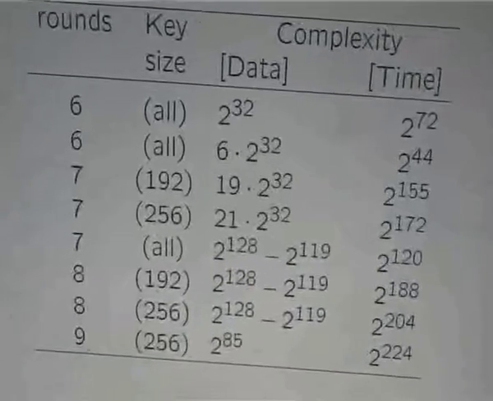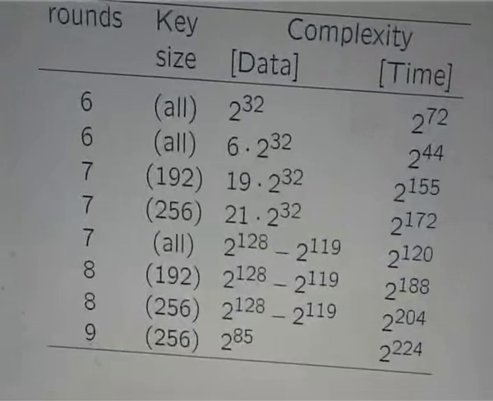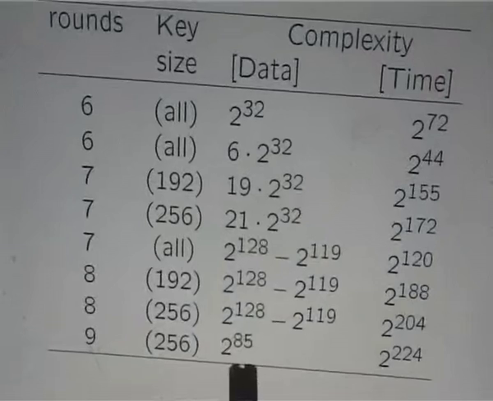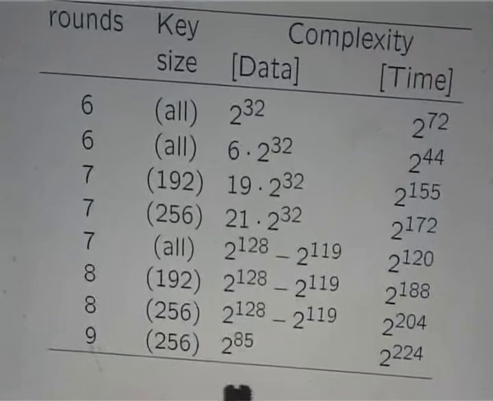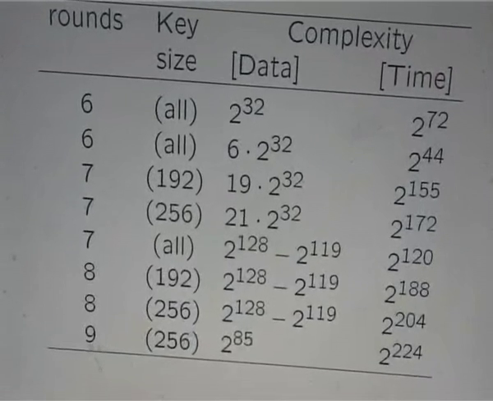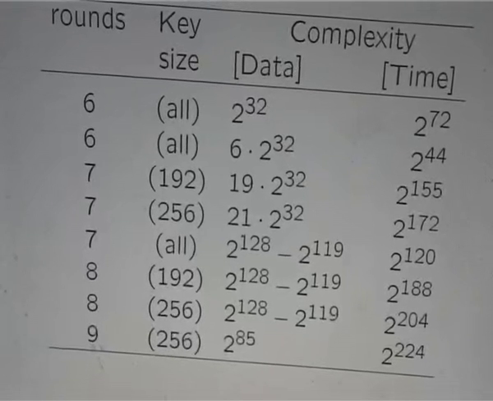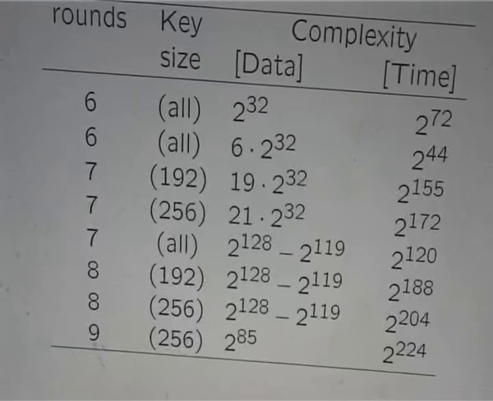In the first column we have the number of rounds being attacked. Like with any block cipher, we just cut out a number of rounds and attack those. The attacks work for the key sizes listed here. This is the amount of data that you need, usually chosen plaintext, and this is the time that an attack takes. The first line is the original attack published by the authors of Rijndael in their submission paper. The second line is our improvement of that.